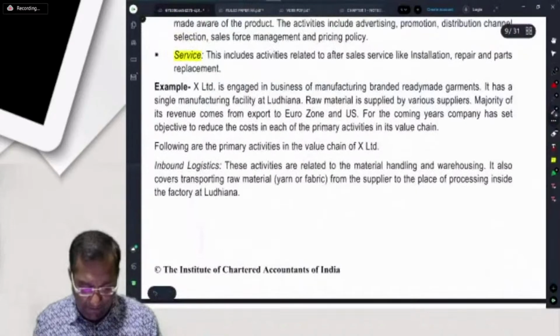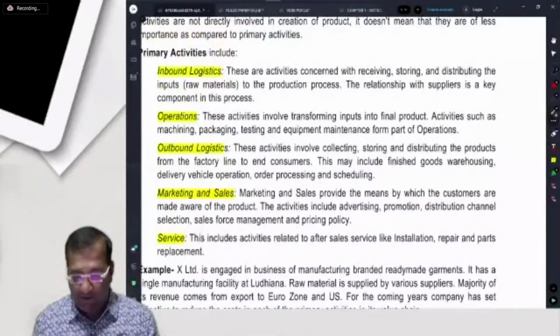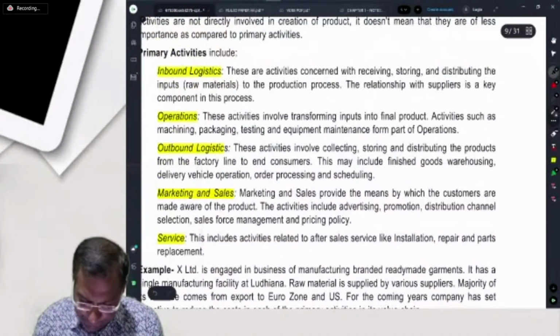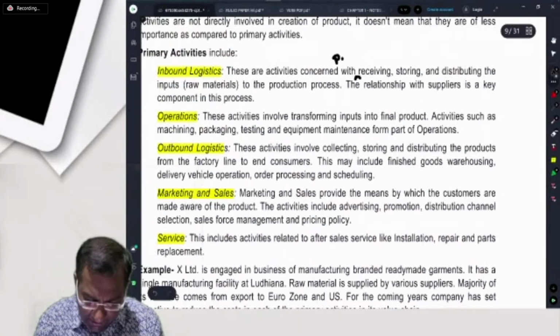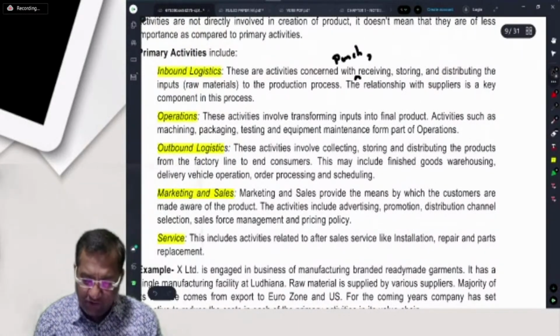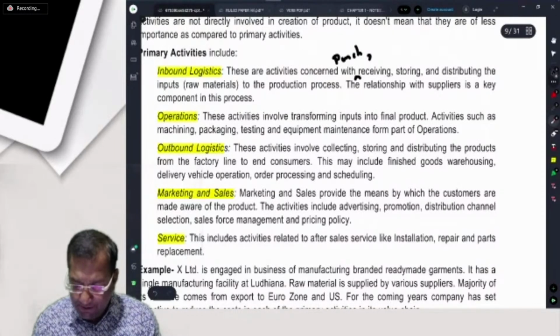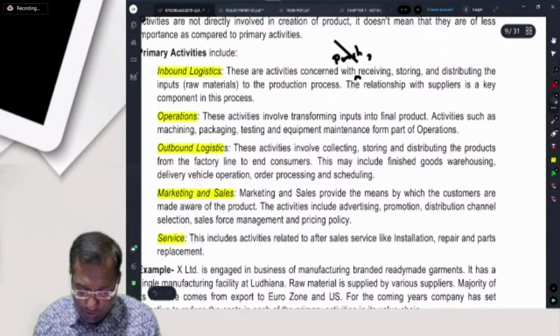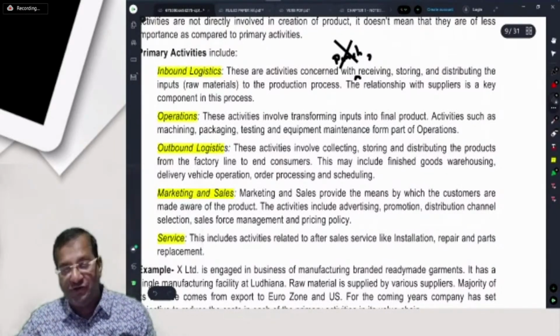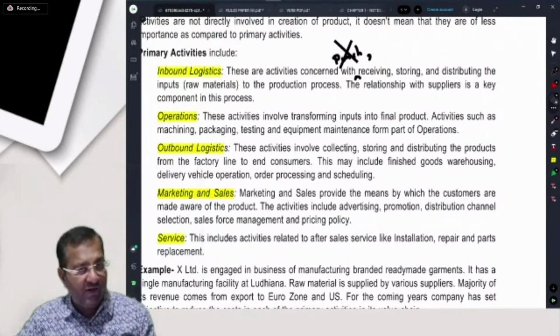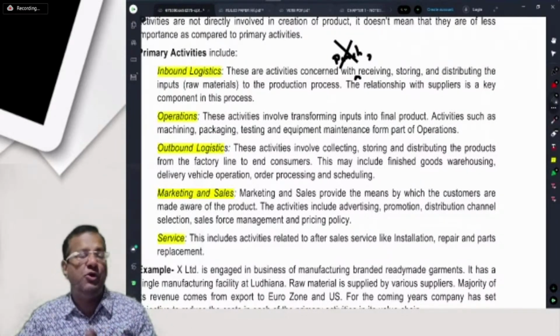In the primary activity, it's inbound logistics. In inbound logistics, nowhere has it been written purchasing; it is receiving, storing, and distributing. Purchasing word is not used in inbound logistics. Only the receiving, storing, and distributing of raw material is covered under primary activity. The purchase of raw material, that is the procurement of raw material, is only and only covered under support activity.